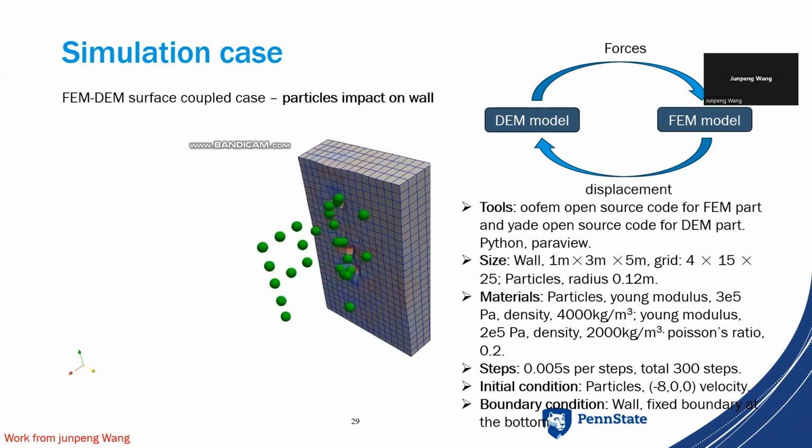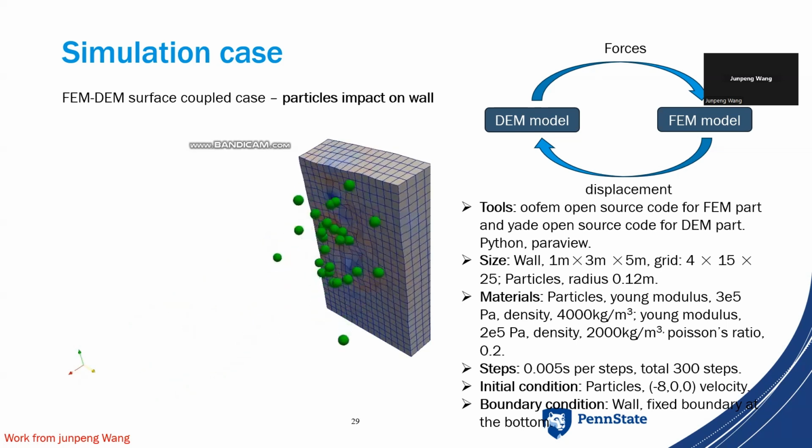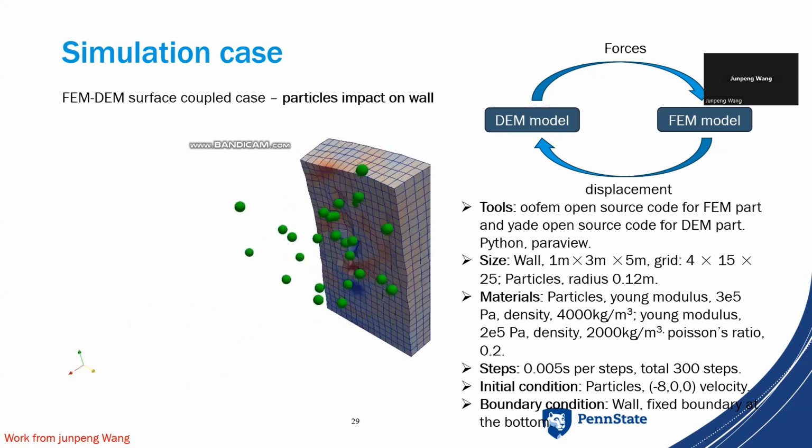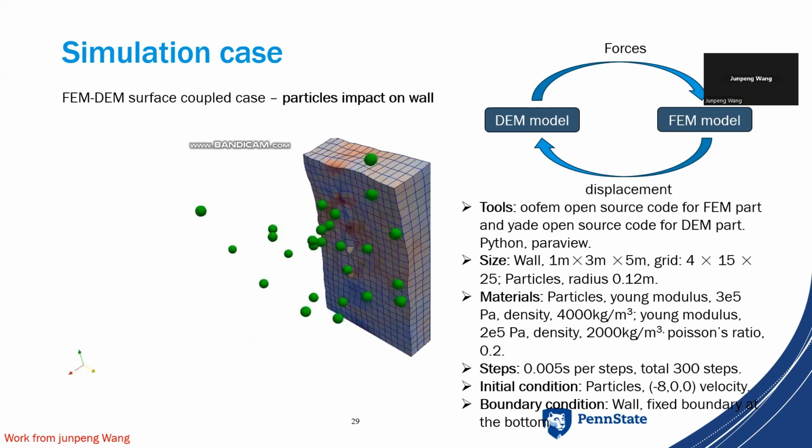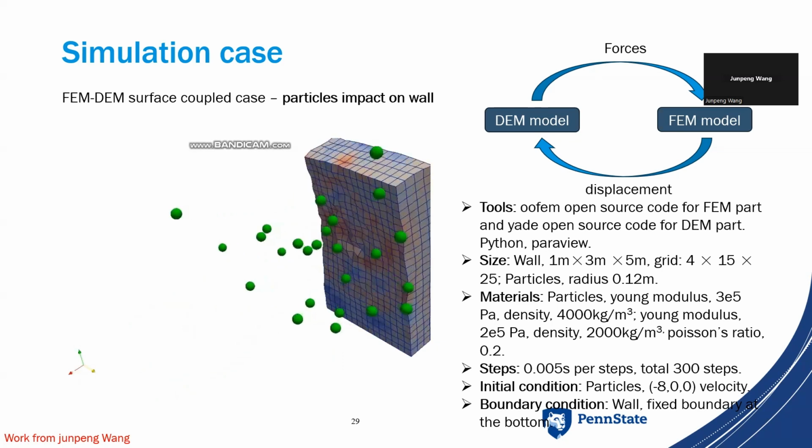The color on the wall means the stress tensor, and we can see the influence of each other. They influence each other.